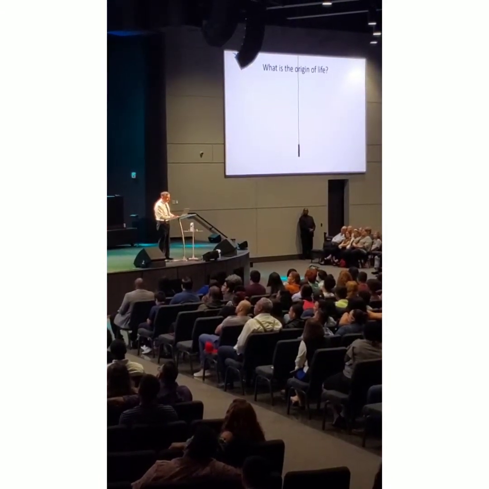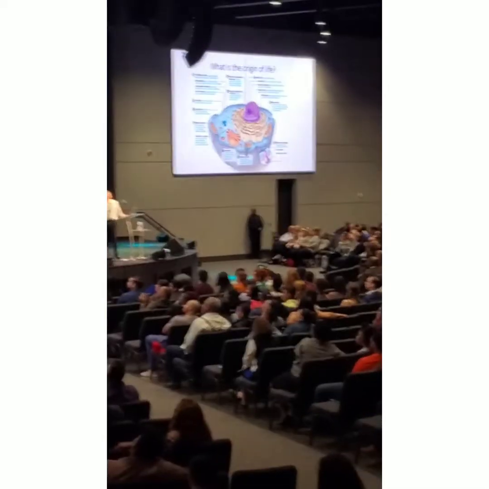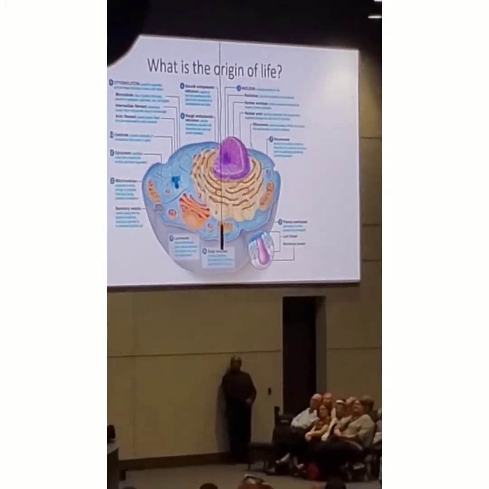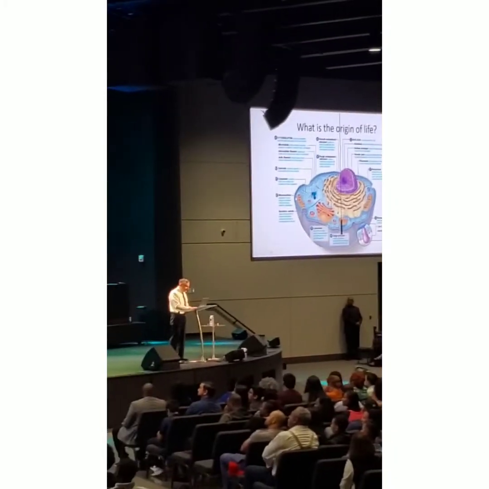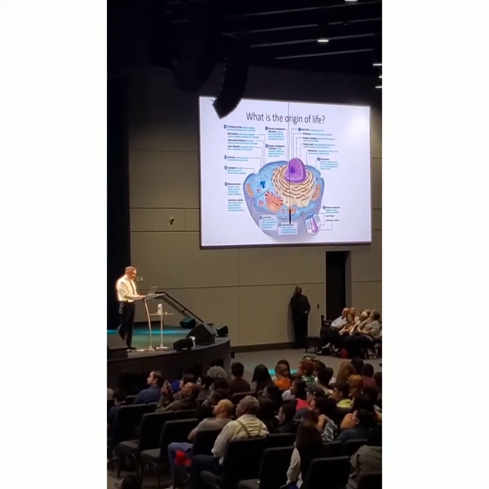So what is the origin of life? Where did a cell come from? A cell is the most basic component of life. Whether you have a cell or a bacterium, how do you get this? This is a factory. This is a machine. It's not just a blob of protoplasm. It is a highly sophisticated structure.